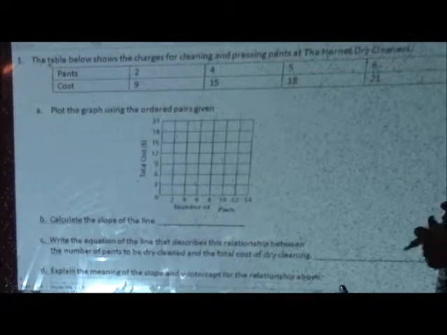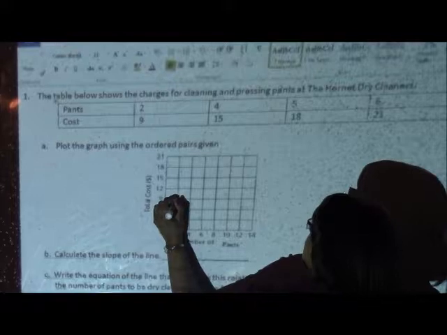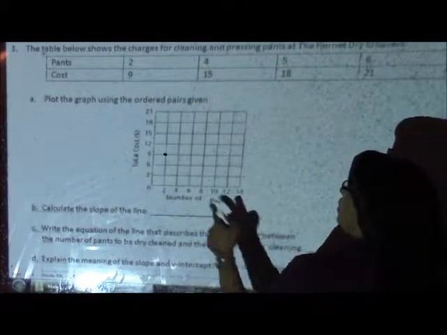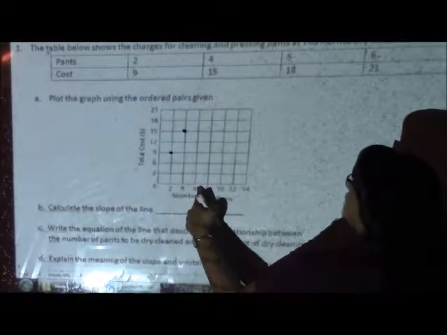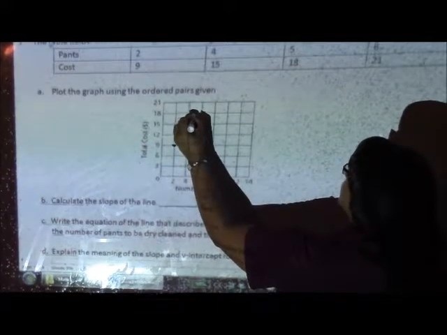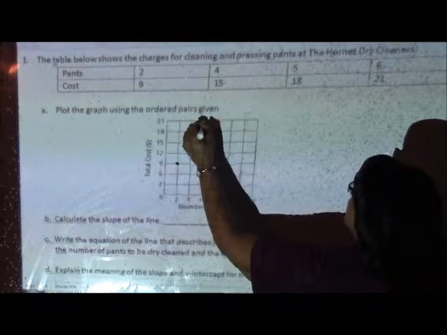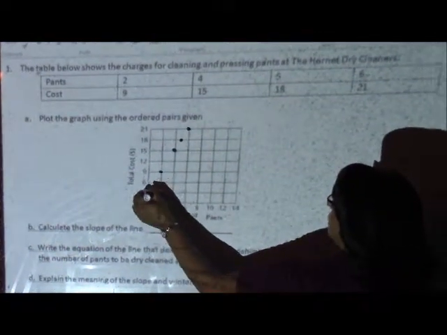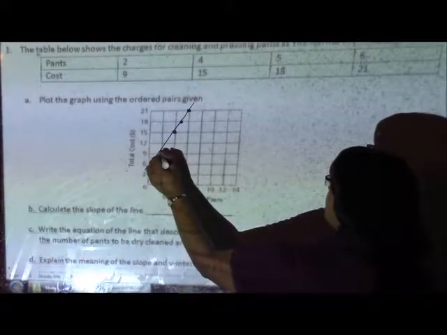They want us to plot it, so we have the ordered pair 2, 9, go over 2 and up to 9, put your point. The ordered pair 4 and then 15, we go over and up and put your point. The ordered pair 5, which is between 4 and 6, and then we go up to 18 and we put our point. And then the ordered pair 6, 21. And now we can sketch our line, draw our line through our points. So we have that line.